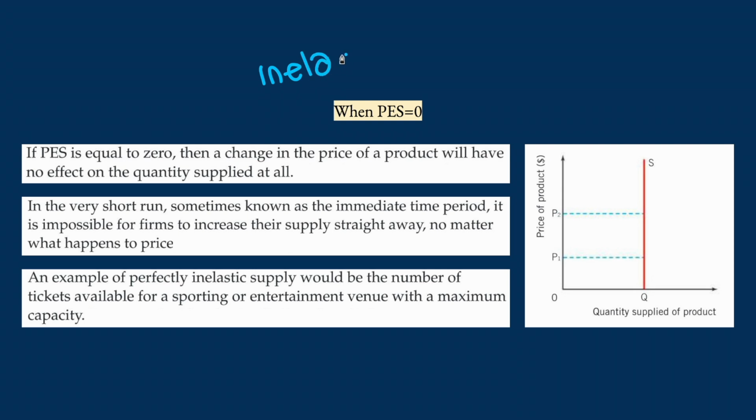This first example I just talked about, when PES equals 0, also means when it is inelastic. I didn't put that in the title, my bad. But essentially, if PES is equal to 0, then a change in the price of a product will have no effect on the quantity supplied at all. And we can see right here, if this is the supply curve because it's labeled by S, it doesn't matter if the price is lower at P1 or higher at P2, supply is at the same quantity no matter what.